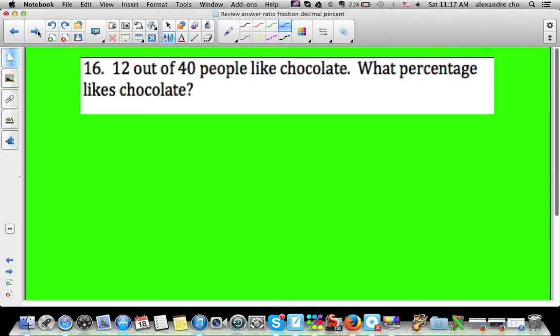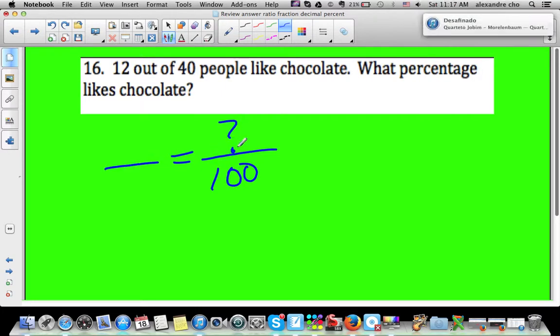12 out of 40 people like chocolate. What percentage likes chocolate? Okay, you want the percent. That was the question mark over there. 12 is a part, 12 out of 40 total.